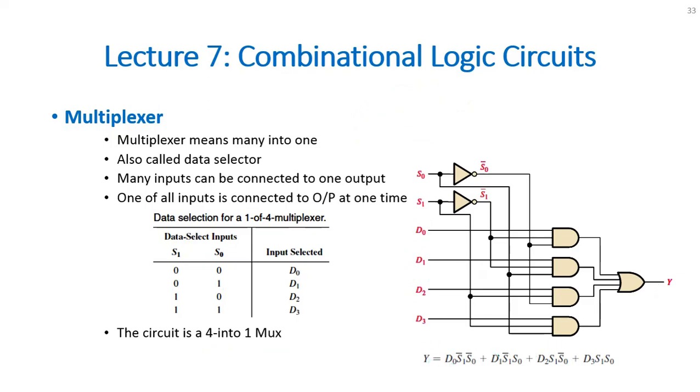The logical expression for this Y can be given as D0 S1 bar S0 bar plus D1 S1 bar S0 plus D2 S1 S0 bar plus D3 S1 S0. So you can write the SOP expression from this one, and similarly you can find the logical expression for the output Y given here. Then you can implement it in circuit form, and this can be exactly implemented in circuit form as shown here.